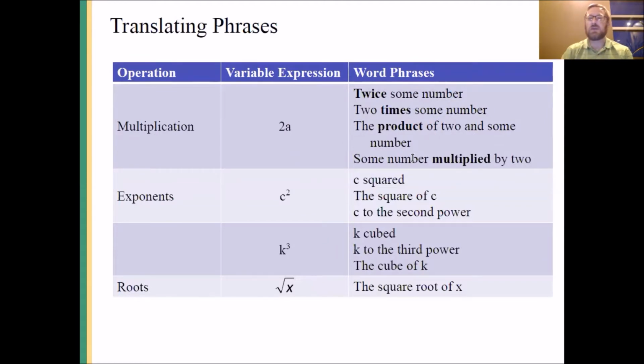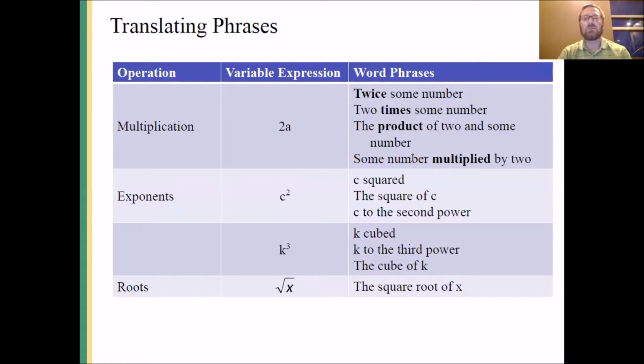When it comes to multiplication, you can use these word phrases. You can see you get 2a. Remember, that means 2 times a. So you could say twice some number, 2 times some number, the product of 2 and some number, multiplied by 2. Remember, you can use a, b, x, any letter you want in the place of some number or a number.